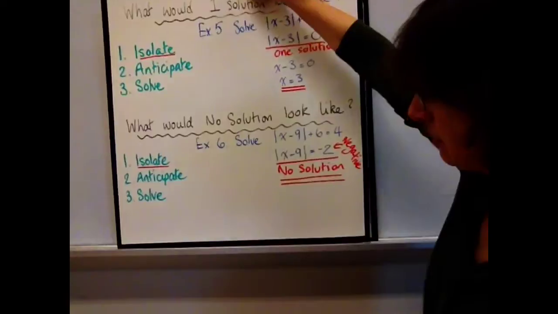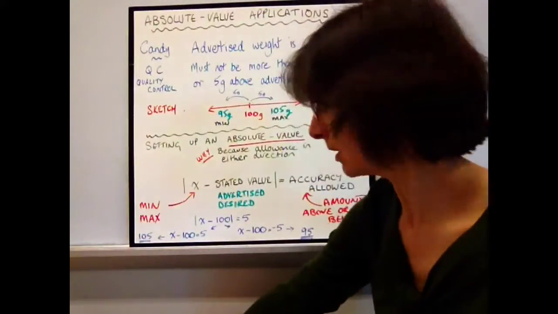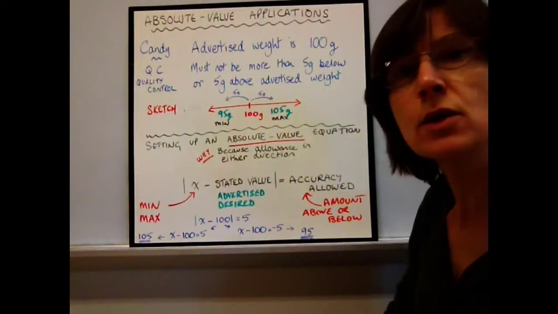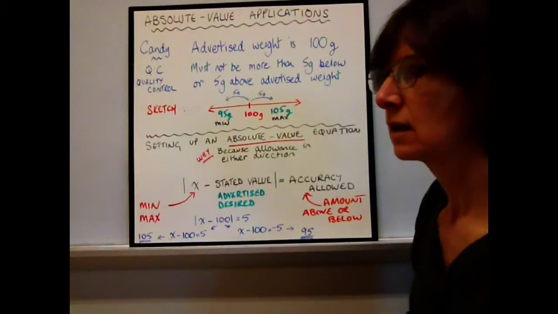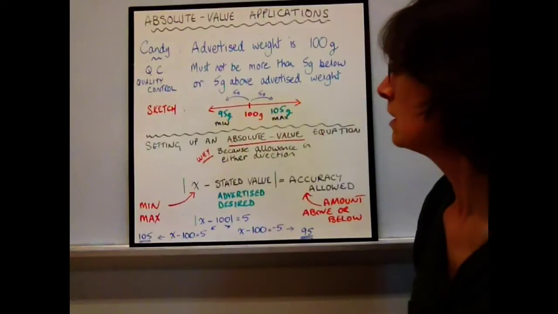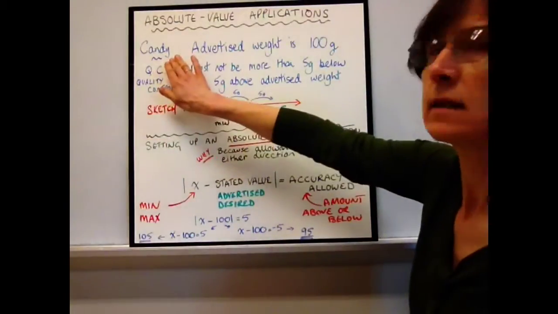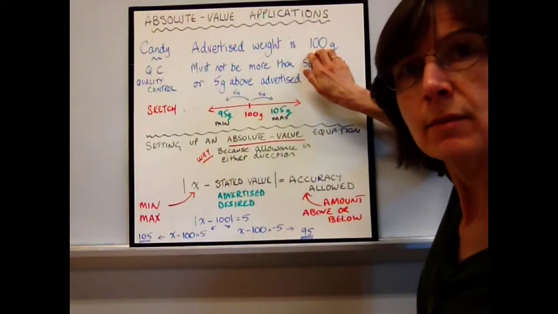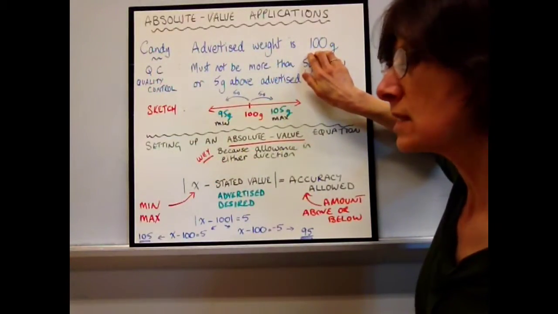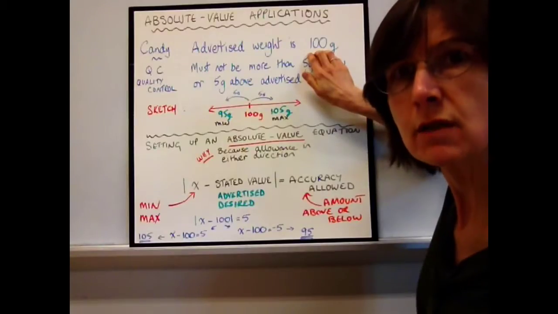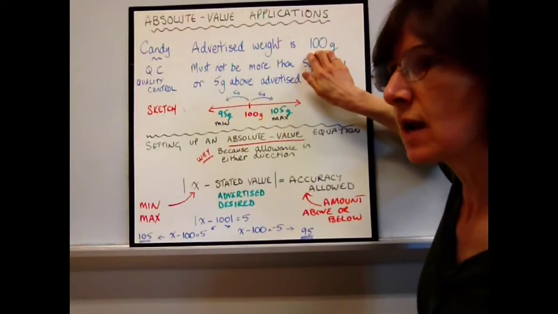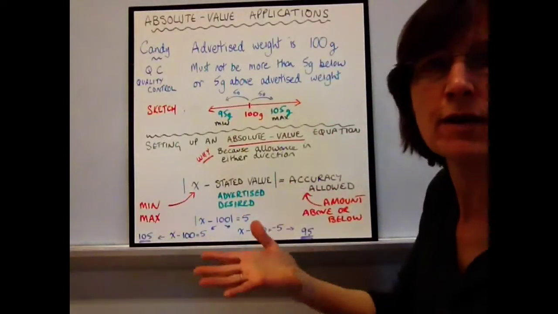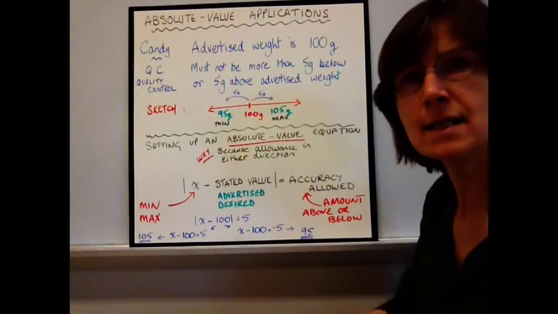And then lastly, what would an application look like? So we're just taking a situation, maybe you are in the QC, the quality control department of a manufacturer, and you make candy. And you're selling bags of candy, and on the bag it says that the weight is 100 grams. Well, you must consider that that would be impossible really to achieve in a situation. So you have a plus or minus. So they have a tolerance of maybe you can go 5 grams above or 5 grams below. And that's acceptable to them.